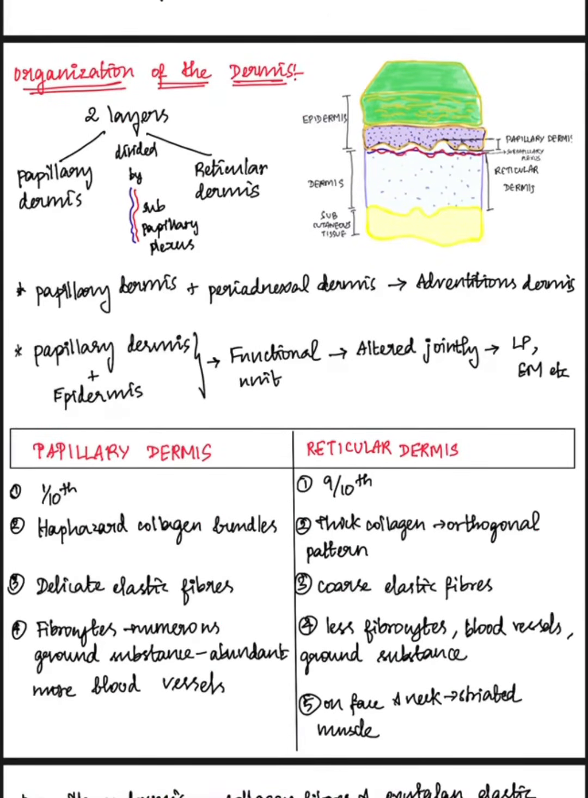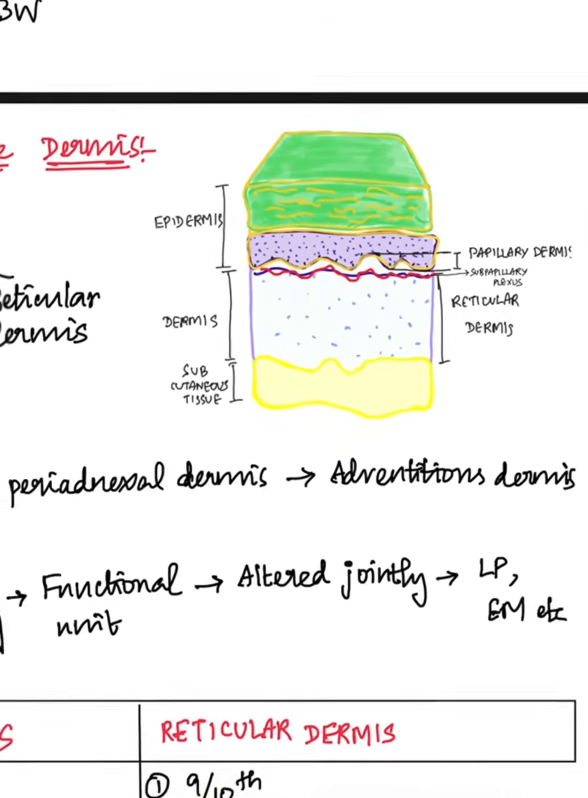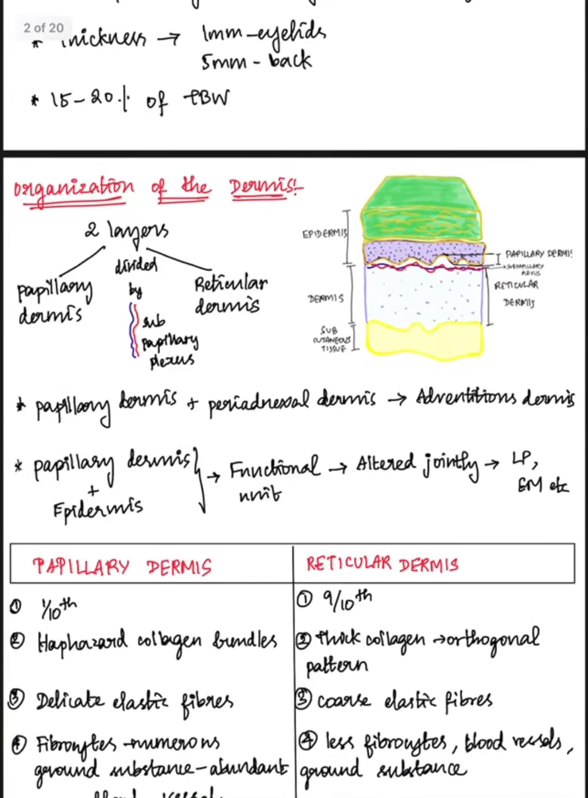Regarding organization, the dermis is mainly composed of two layers, the papillary and reticular dermis. They are divided by the subpapillary plexus. The papillary dermis is the part beneath the epidermis and between the rete ridges, and the reticular dermis is the part between the papillary dermis and the subcutaneous tissue. There is another term called adventitial dermis, which denotes the papillary dermis and the periadnexal dermis together.